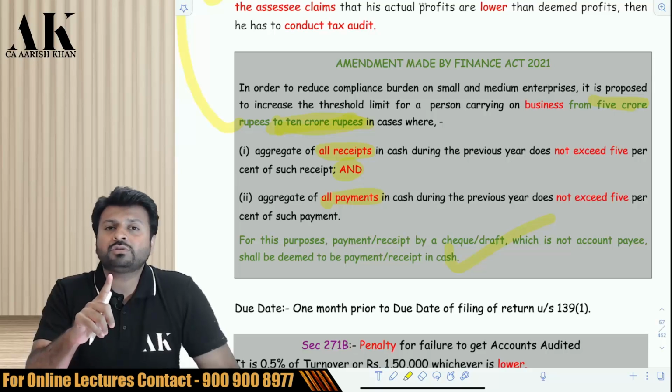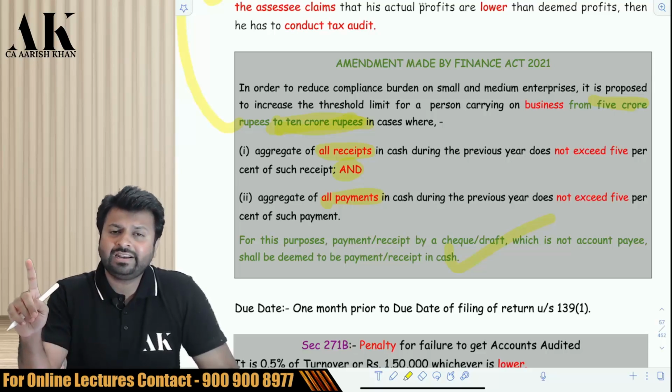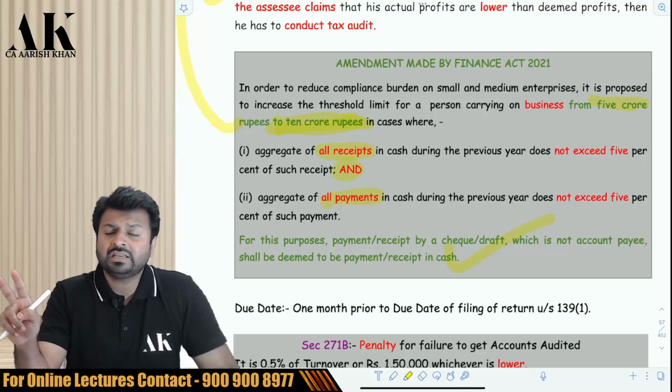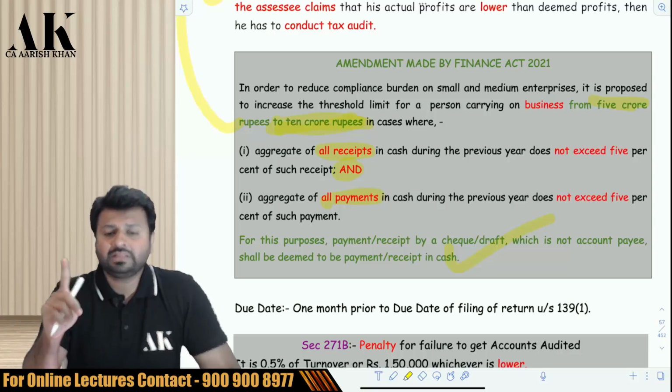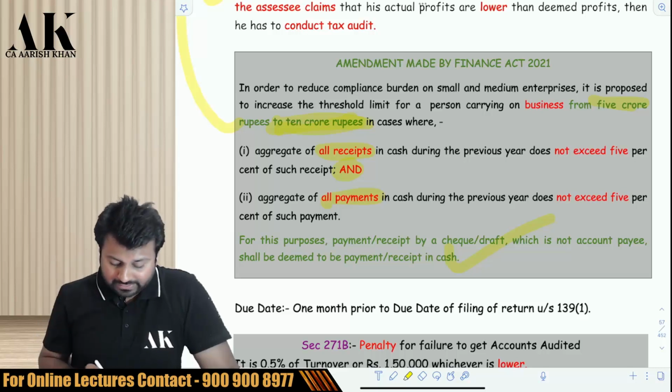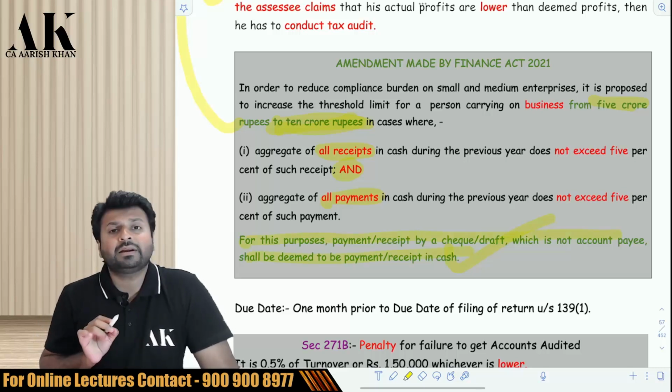It means you are not supposed to make the payment by cash. Let me tell you very clearly. You are not supposed to make the payment by bearer cheque. You are not supposed to make the payment by what? By just a crossed cheque. You can make the payment by account payee cheque. What is written? This is the Finance Act 2021 amendment.